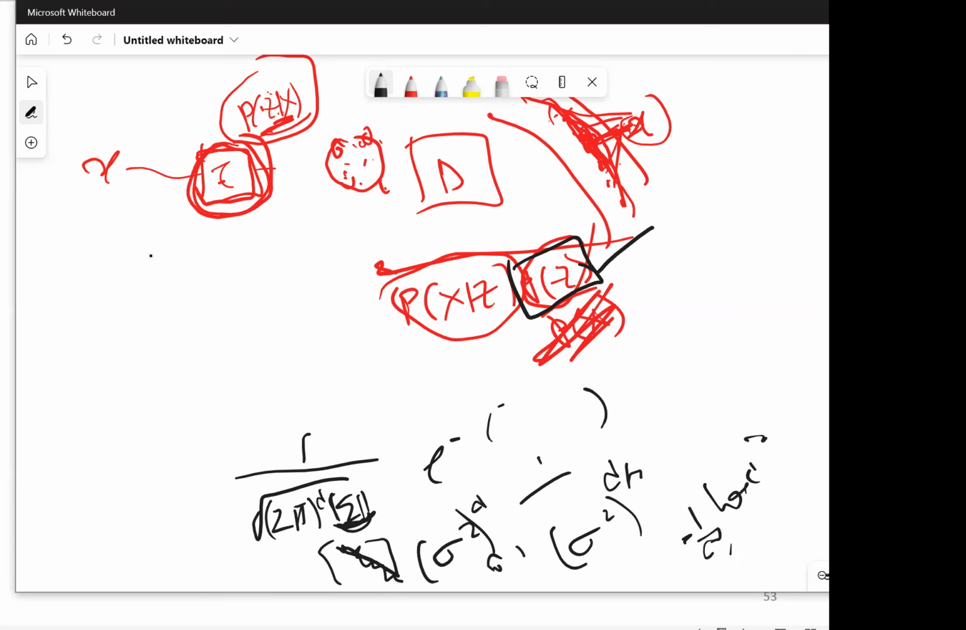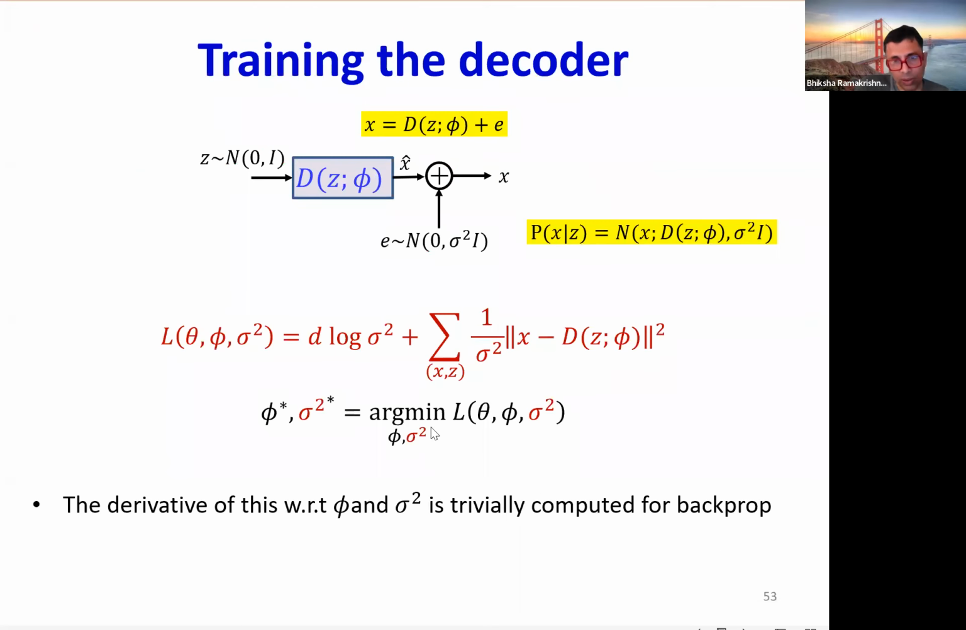So that's where that comes in. That comes from the variance of the noise this time. It should be a d over 2, right?